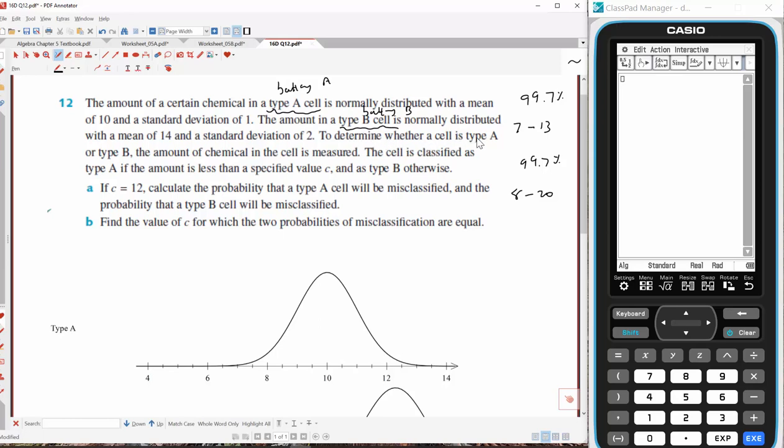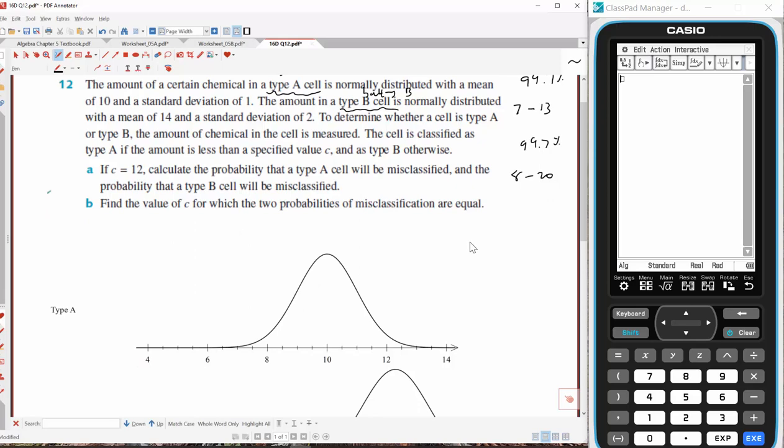To determine whether a cell is type A or type B, the amount of chemical in the cell is measured. Okay, so we grab a battery and we measure how much of this chemical there is. The cell is classified as type A if the amount in there is less than a specified value, C, whatever that value is, and type B otherwise. So if C equals 12, calculate the probability that a type A cell will be misclassified. Okay, let's just do the type A cell misclassification. So our benchmark is 12.